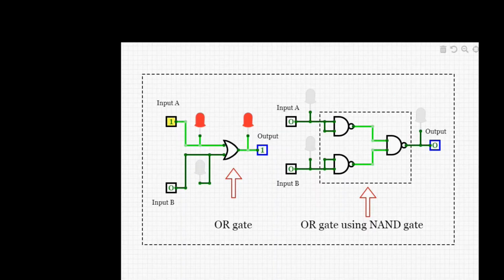Similarly, we can construct OR gate using three NAND gates as we can see on our screen. Here, a logic OR gate is constructed by three NAND gates, which shows exactly the same functionality as conventional OR gate.